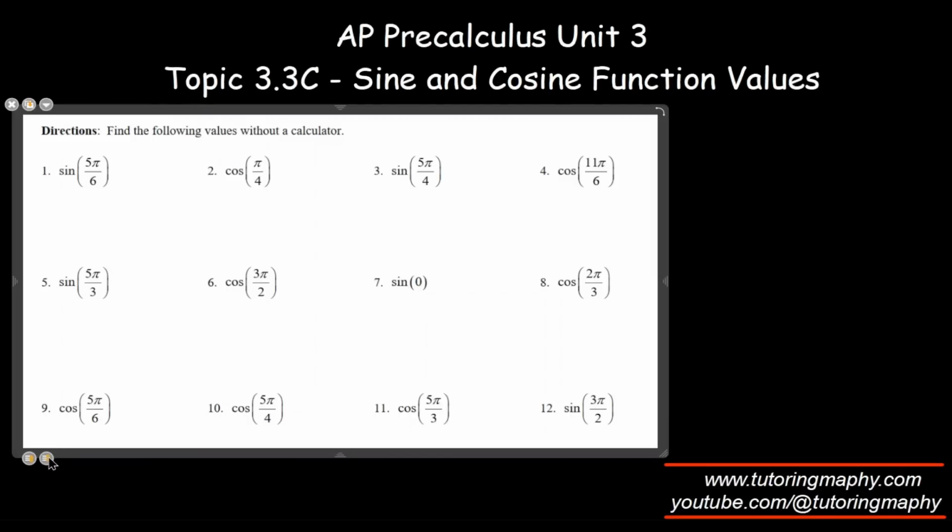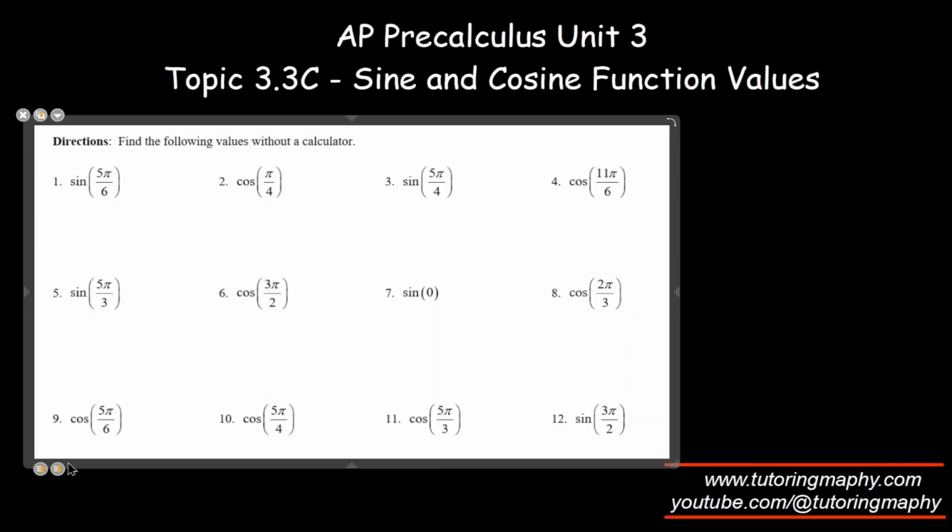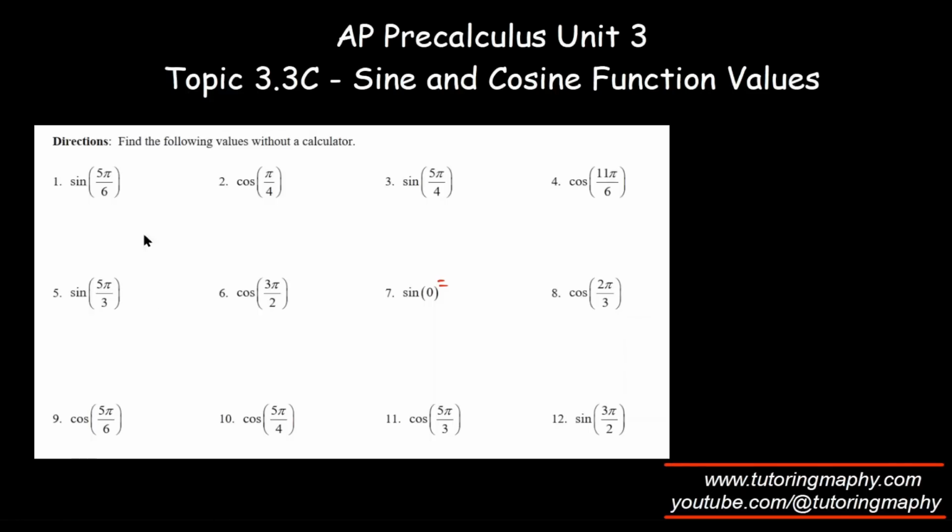This is going to be, to start with, sine 0 is going to be 0. Cos 3 pi over 2 is going to be 0. Sine 3 pi over 2 is going to be -1. And okay, sine 5 pi over 6 is 1 over 2.